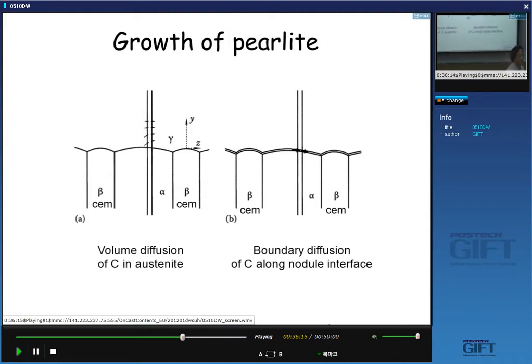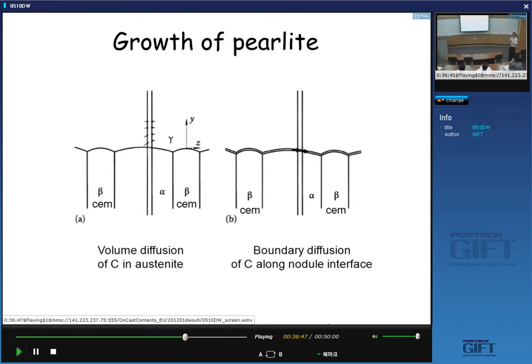What should be the flux? Here, the carbon flux should be from ferrite to austenite for the growth of ferrite. How should it be in the growth of pearlite? Remember, pearlite consists of ferrite and cementite. Ferrite should reject carbon, and cementite should absorb it.